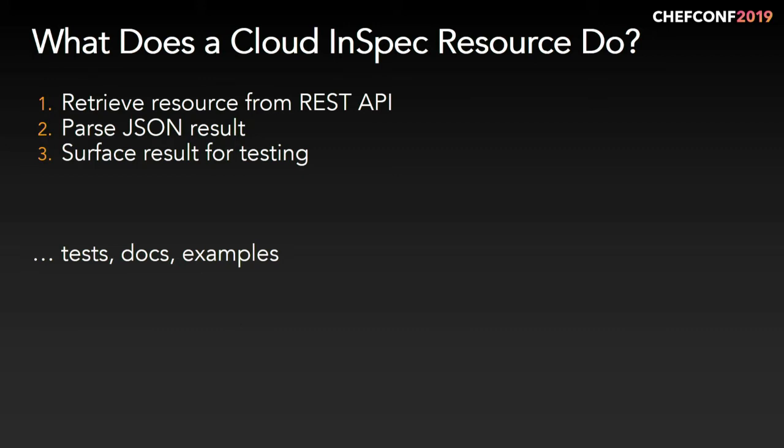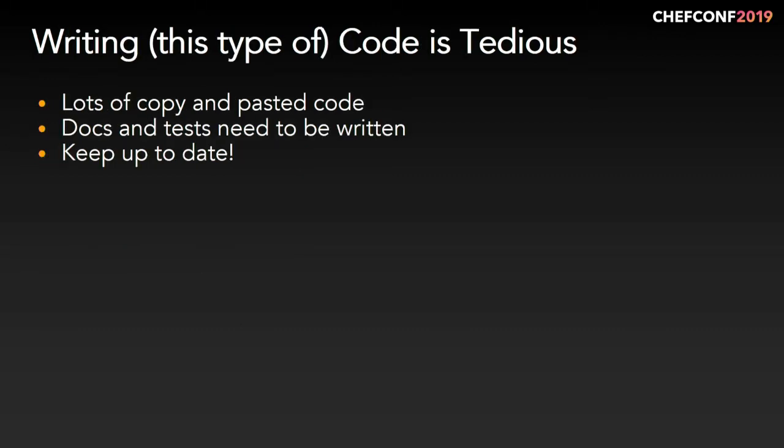And as we do this, we also need to have integration tests, like Stuart was talking about earlier, so that we can make sure that these resources still work, as they're testing APIs that could potentially change. We need docs so that users actually know how to use these resources, and we need examples to include in those docs. So I'm going to go through each of these steps and talk through how we generate each part of them. And it turns out writing InSpec resources can be kind of tedious.